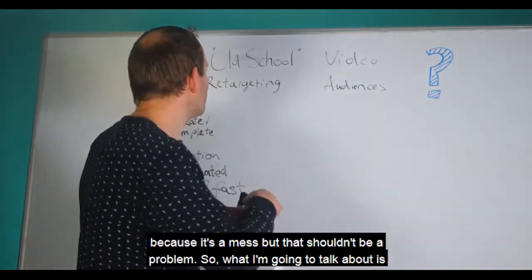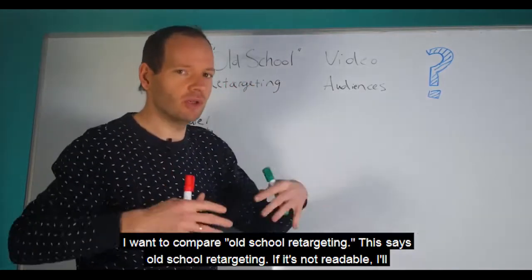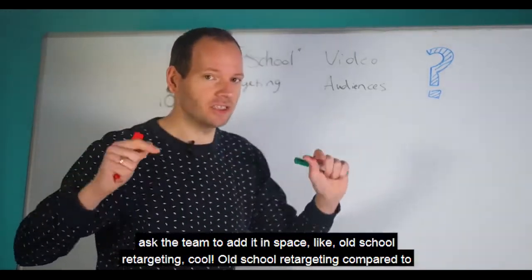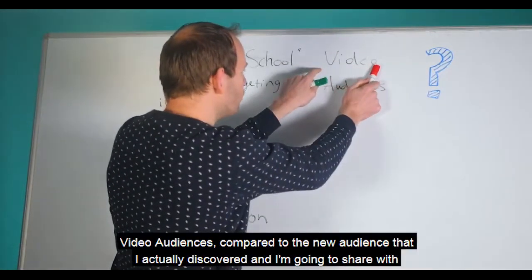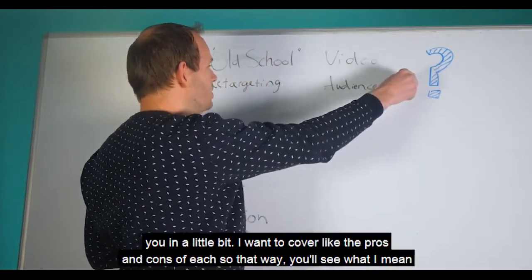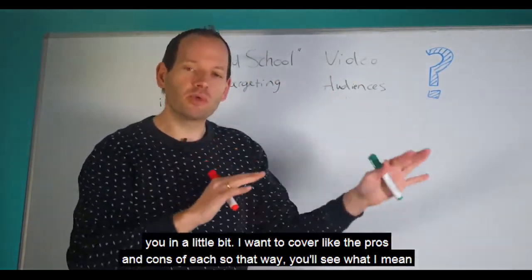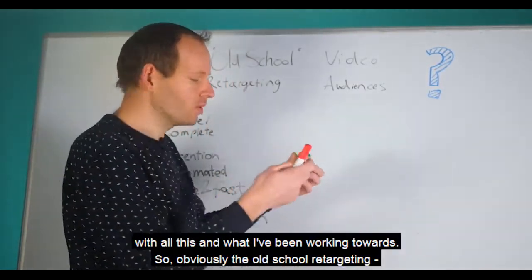So what I want to do is compare old school retargeting. This says old school retargeting. If it's not readable, I'll ask the team to add it in, like old school retargeting. Cool. Old school retargeting compared to video audiences, compared to the new audience that I actually discovered, and I want to share with you in a little bit. I want to cover the pros and the cons of each, so that way you'll see what I mean with all this and what I've been working towards, right?